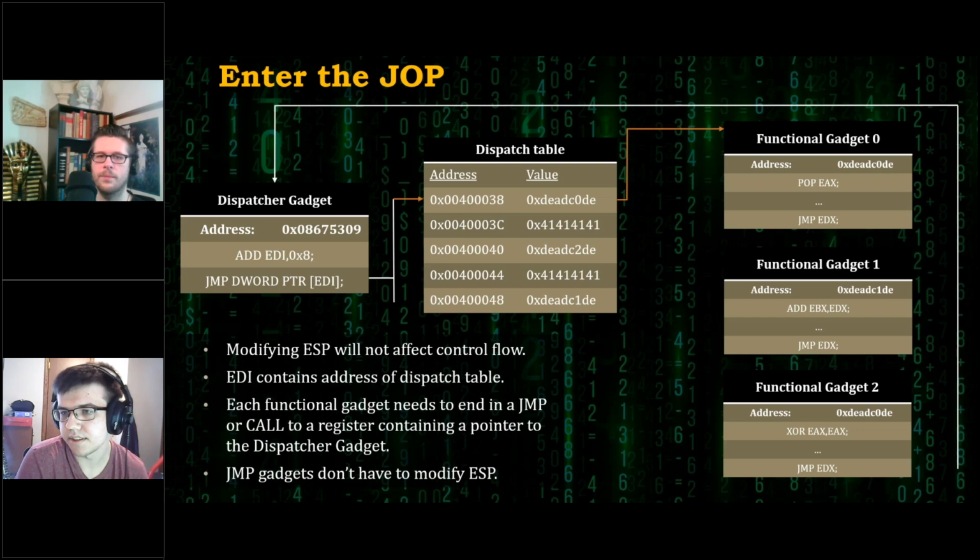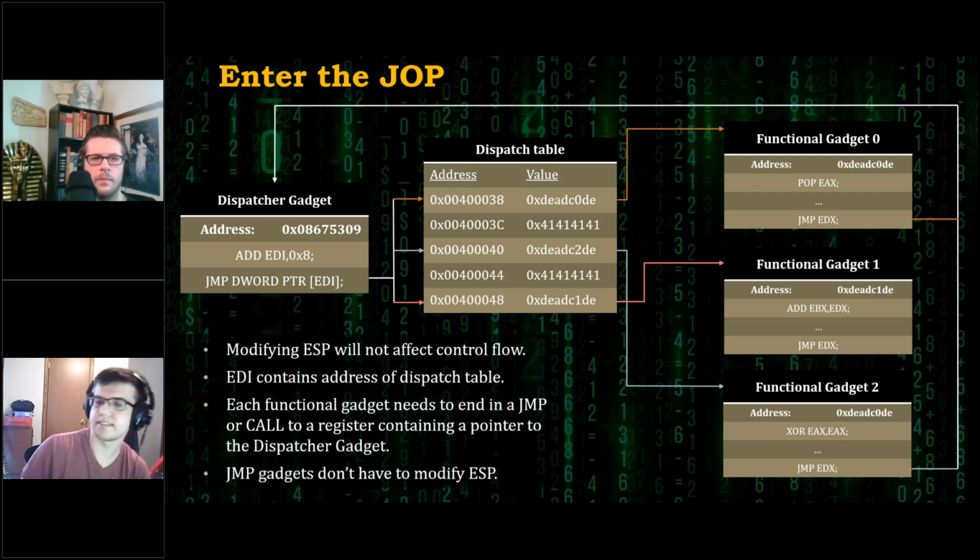And then each functional gadget is going to end in that jump EDX operation here. Doesn't have to be EDX. In our example, EDX is what is loaded with our dispatcher gadget so that we can loop back around and increment our address to our dispatch table and look for the next functional gadget here. So yeah, we'll just keep on going through that process over and over.